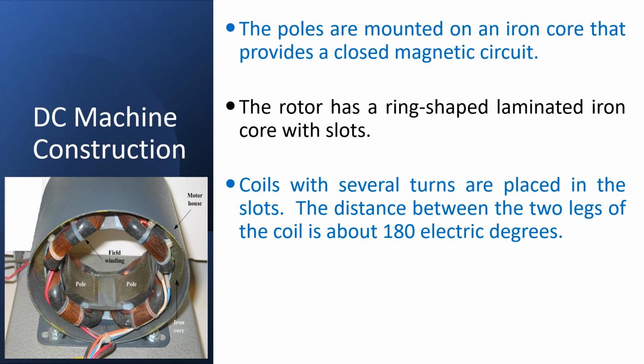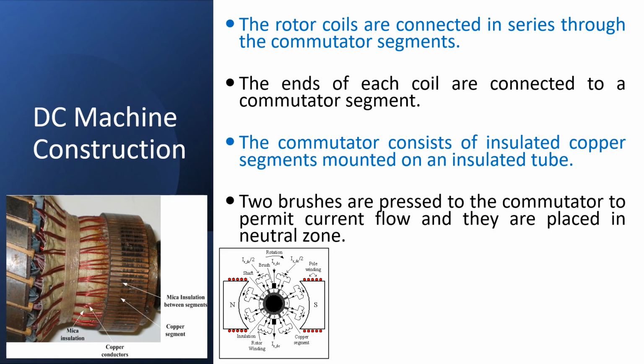The poles are mounted on the iron core that provides the closed magnetic circuit. Then the rotor has a ring-shaped laminated iron core with slots. Coils with several turns are placed in the slots, and the distance between the two legs of the coil is about 180 electrical degrees. Then the rotor coils are connected in series through commutator segments, and the ends of each coil are connected to a commutator segment. The commutator consists of insulated copper segments mounted on an insulated tube.